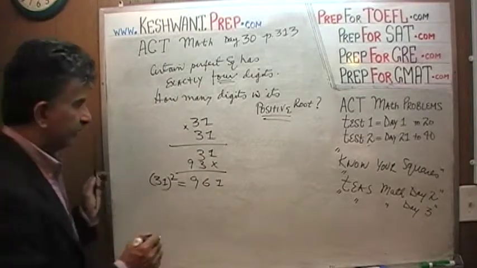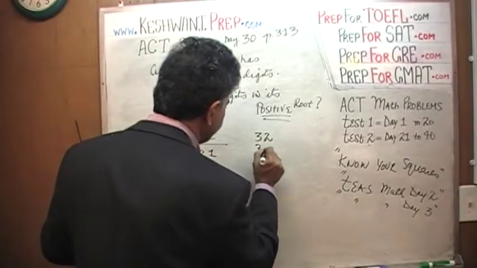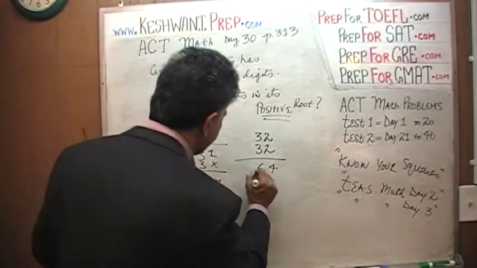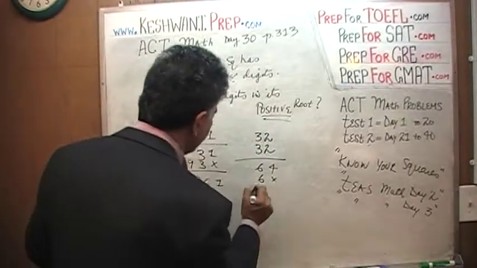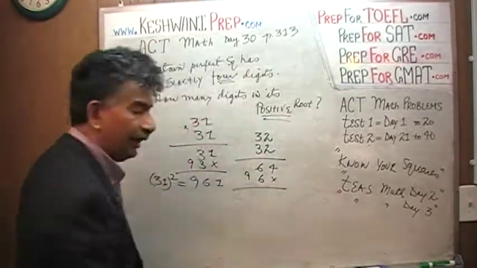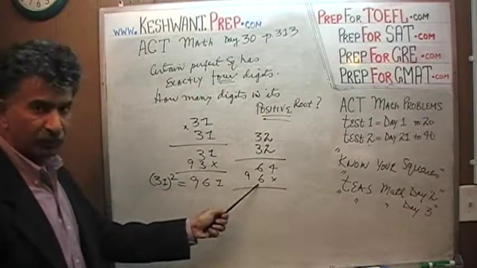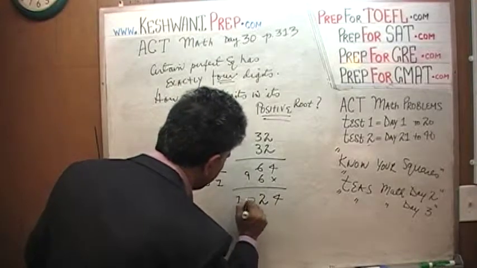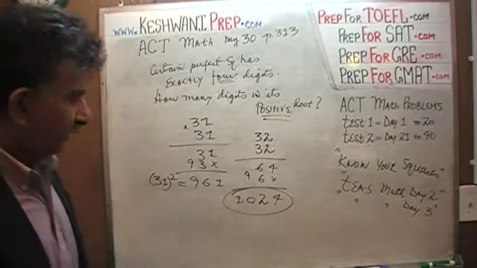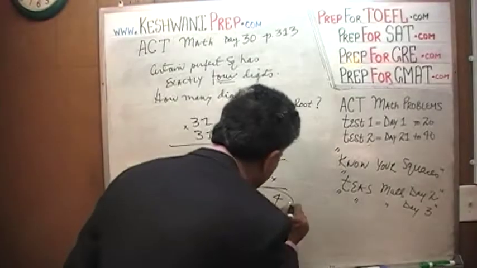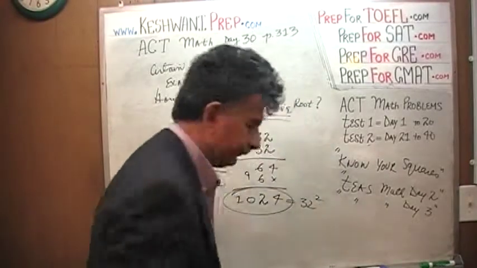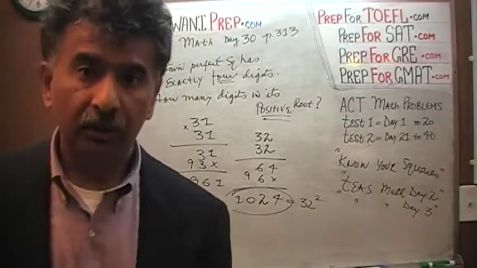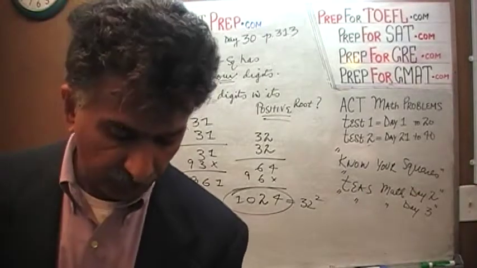We need 4 digits. Let's try 32. 2 times 2 is 4. 3 times 2 is 6. 3 times 2 is 6. And 3 times 3 is 9. Now we're going to get our 4 digits because 6 plus 2 is going to be 12. We're going to carry 1. So 4, 12, carry 1 becomes, there you go. Now this one has 4 digits. It's a perfect square of 32. That's the smallest. 32 should do it. 32 squared is a 4-digit number.